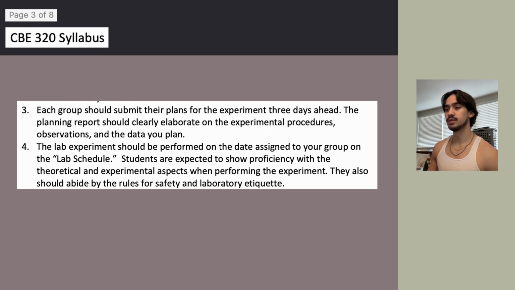3. Each group should submit their plans for the experiment 3 days ahead. The planning report should clearly elaborate on the experimental procedure, observations, and the data you plan. 4. The lab experiment should be performed on the date assigned to your group on the lab schedule. Students are expected to show proficiency with the theoretical and experimental aspects when performing the experiment. They also should abide by the rules for safety and laboratory etiquette.